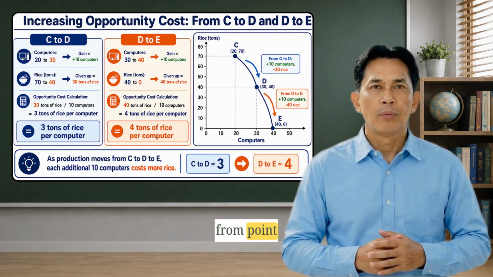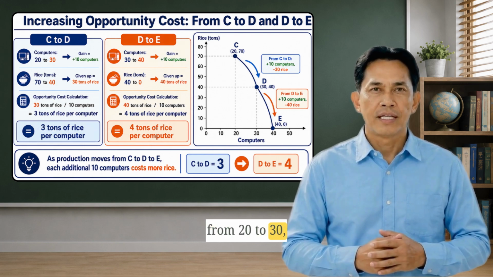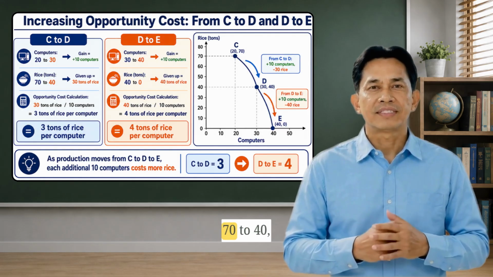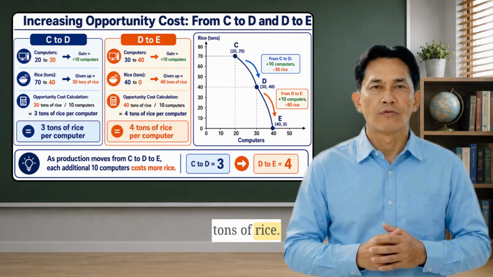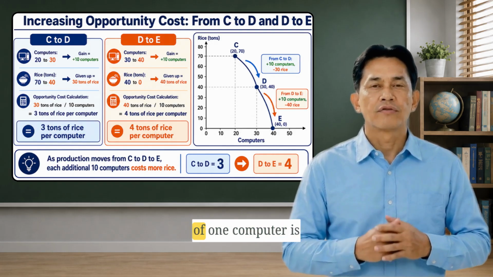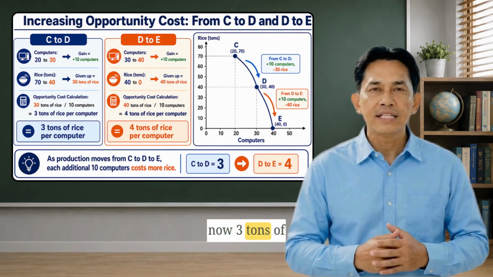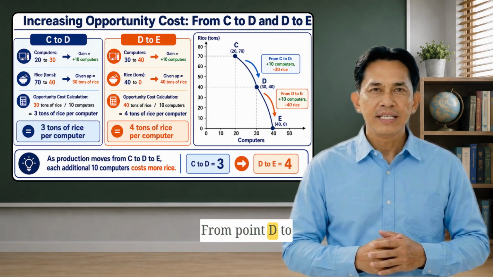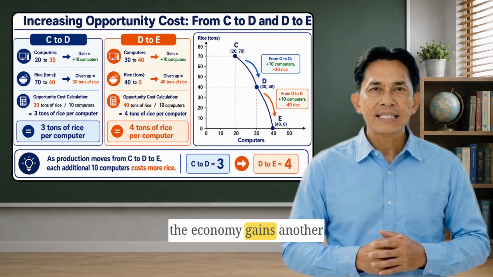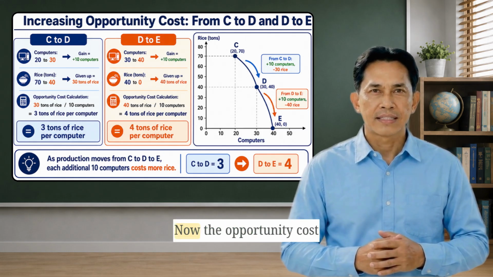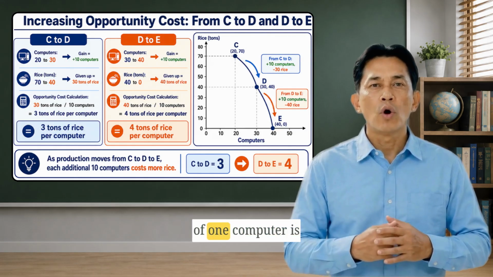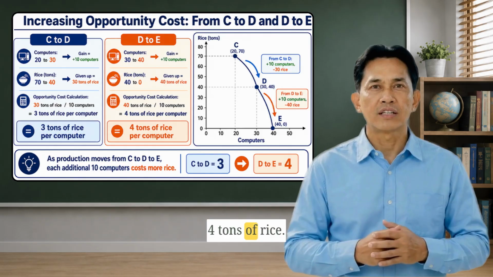If we continue from point C to point D, computers rise from 20 to 30, so the gain is 10 computers. Rice falls from 70 to 40, so the economy gives up 30 tons of rice. The opportunity cost of one computer is now 3 tons of rice. From point D to point E, the economy gains another 10 computers, but gives up 40 tons of rice. Now the opportunity cost of one computer is 4 tons of rice.